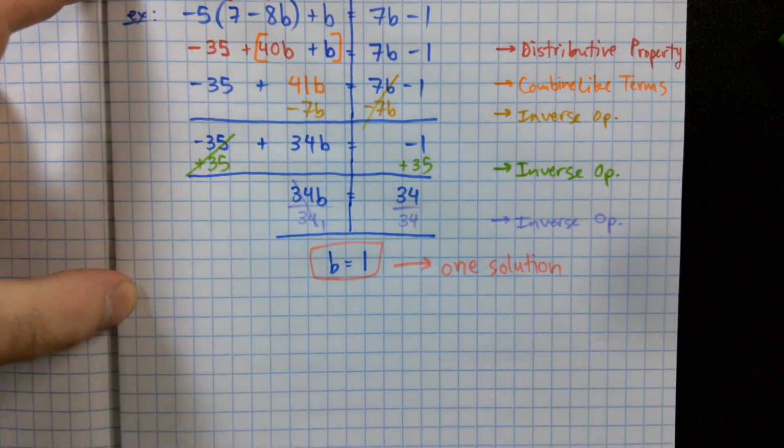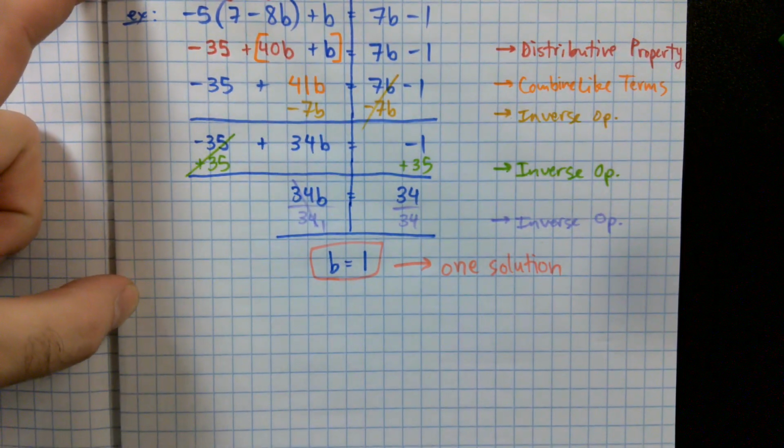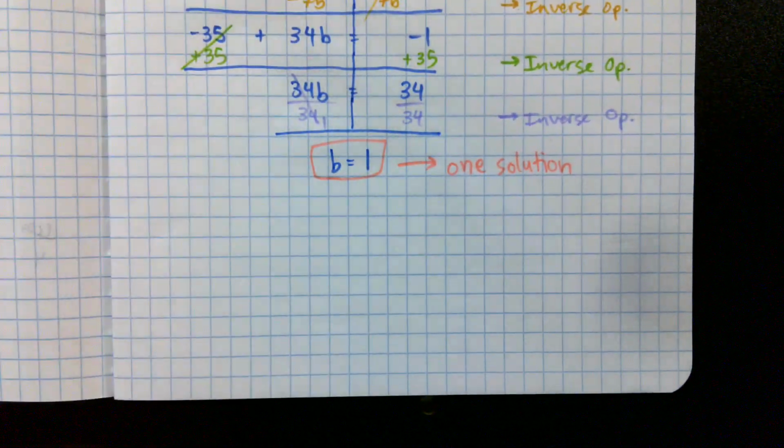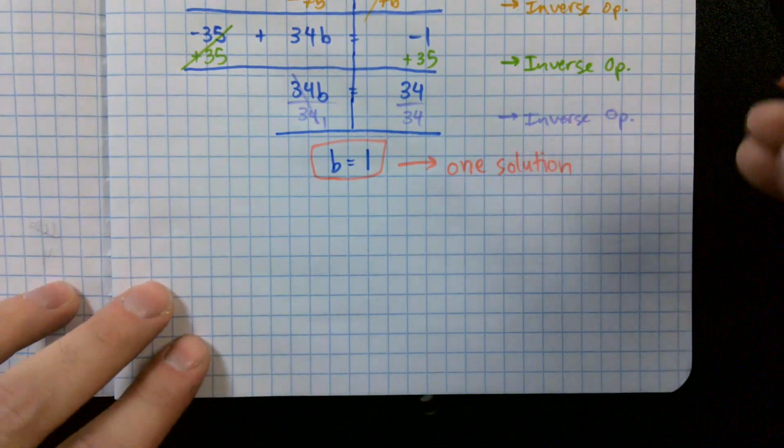Everyone see how we got one solution? Give me a thumbs up if you see how we got one solution there. Perfect. I feel like we should do an easier one. How do we get a number that equals itself? I'm glad you asked. Let's figure it out with our next example.